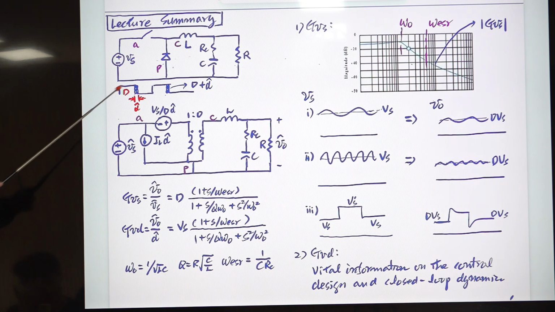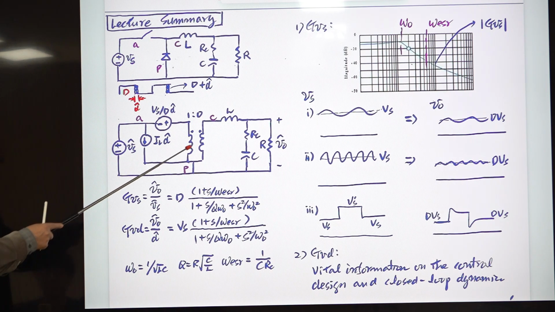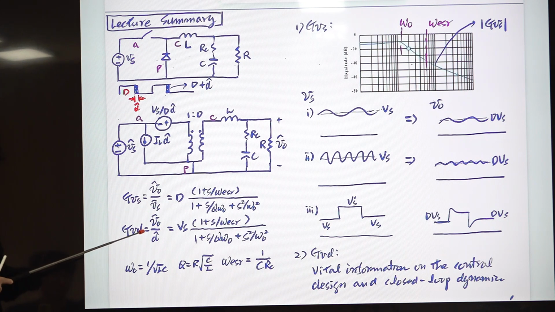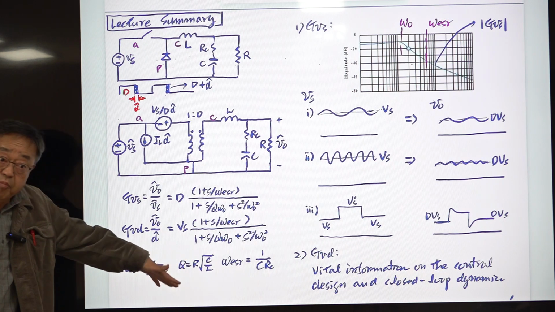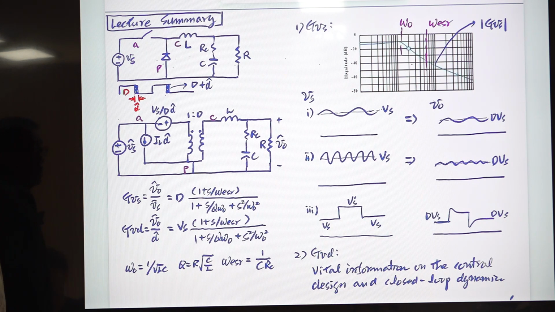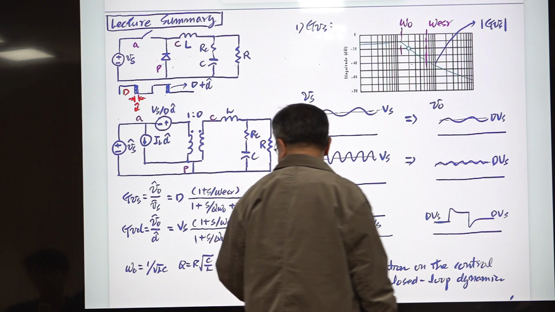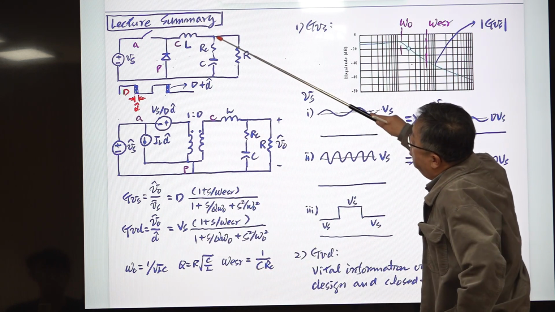Okay? So from this, you have a small signal model of this. Then you obtain this transfer function, input to output transfer function, and duty ratio to output transfer function. Okay, very simply, right? And this omega per frequency is given by this, and the Q factor, quality factor, is given by this. I explained why it should have this form. And this ESR 0 is given by this.